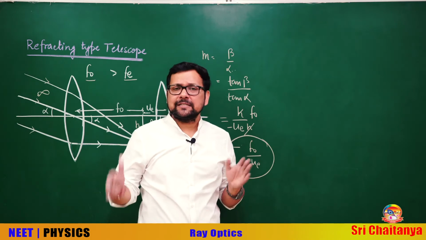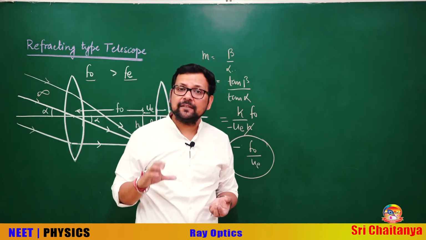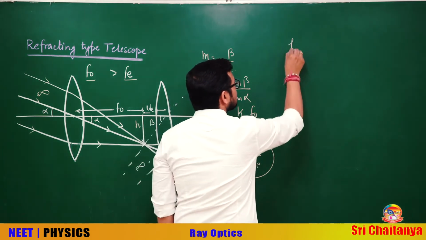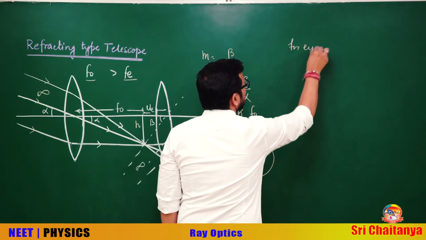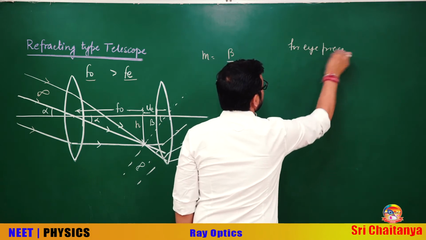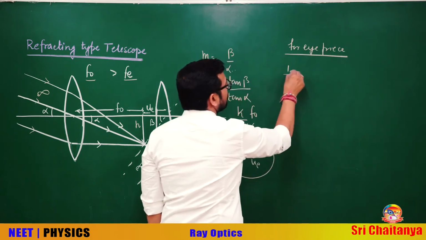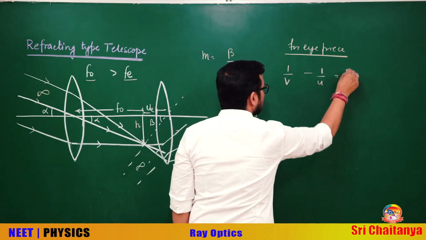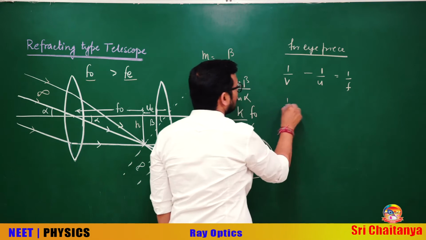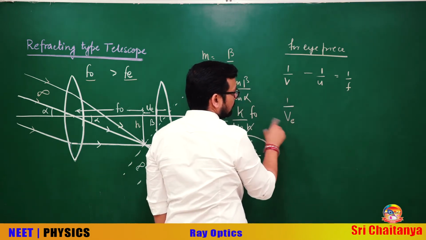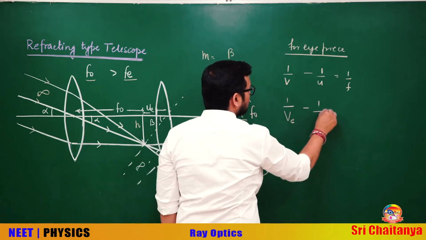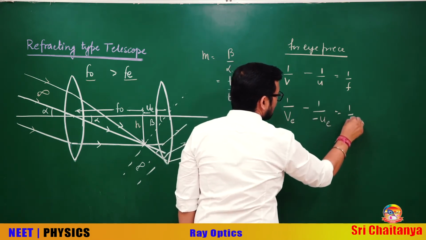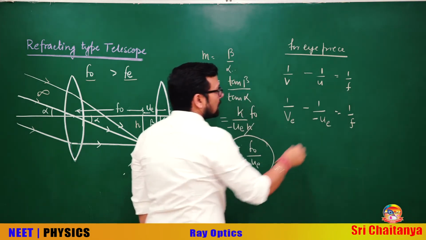Obviously, according to the adjustment, we can change the value of UE. So, for the eyepiece, what is the formula? 1 by V minus 1 by U is 1 by F. So, 1 by VE minus 1 by minus UE is 1 by F. This is Fe now.